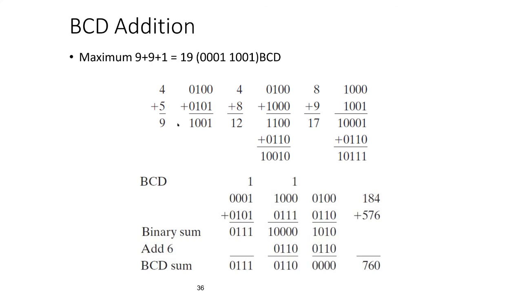So to start with, let's say we have 4 plus 5. Now, 4 plus 5 in this case still results in a value of 9, which is less than 10. So because of that, this still results in a valid digit.